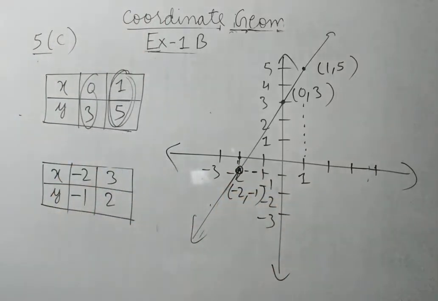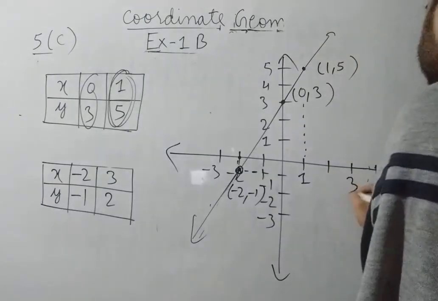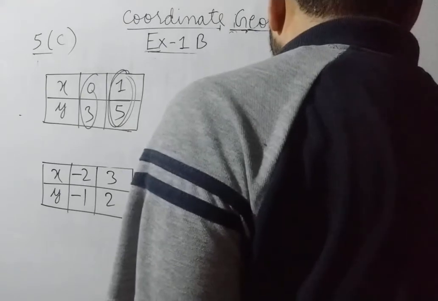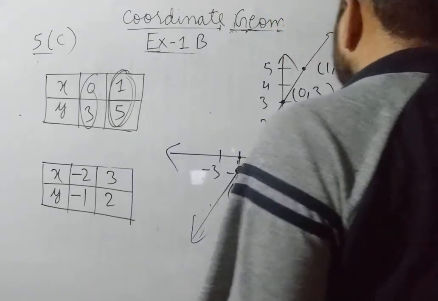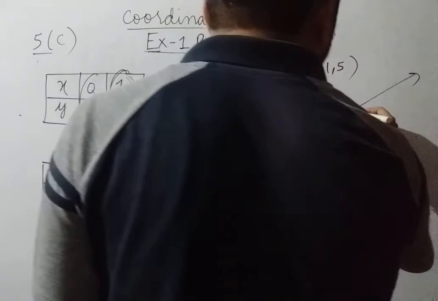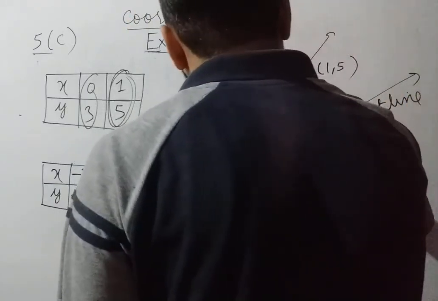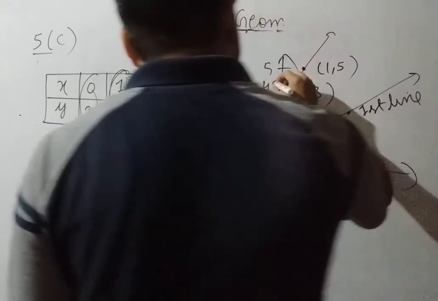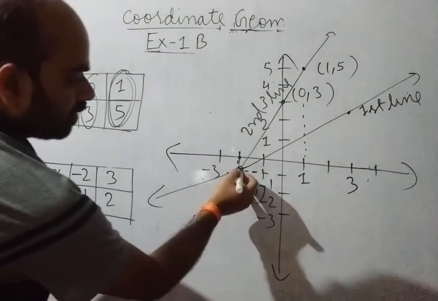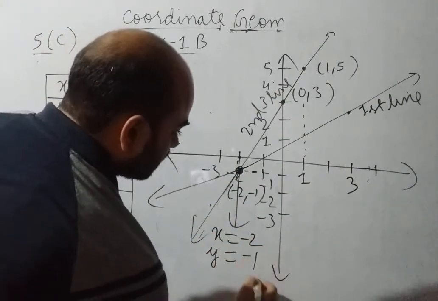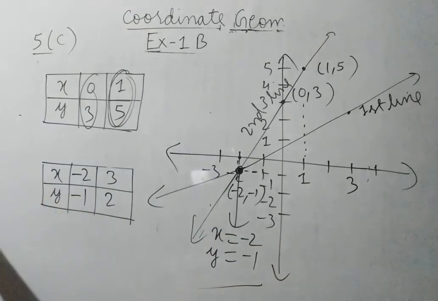Next one is 3, 2. 3, 2 means this is 3. This is 2. It means this point. Correct? So this is the first line, and this was the second line. So I think the common point will be the solution: x is equal to minus 2 and y is equal to minus 1. This will be the solution. Clear? Next.